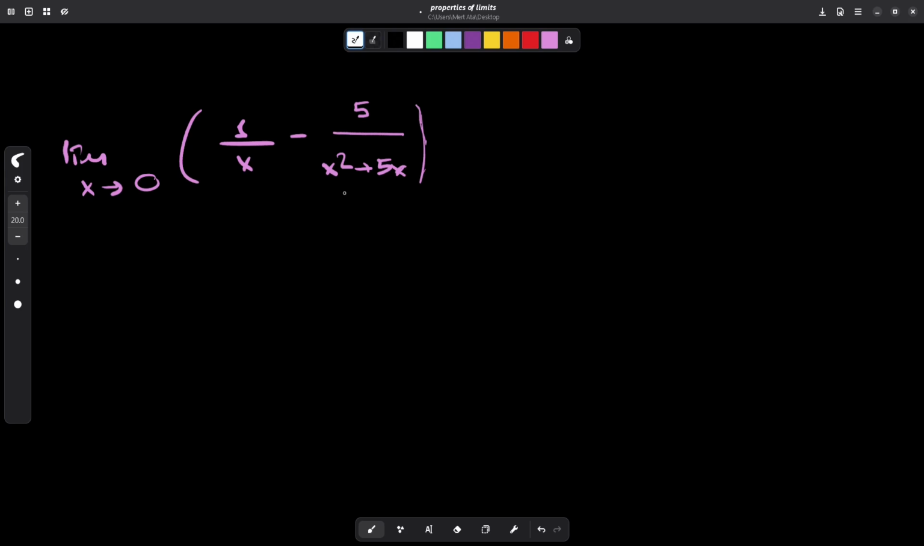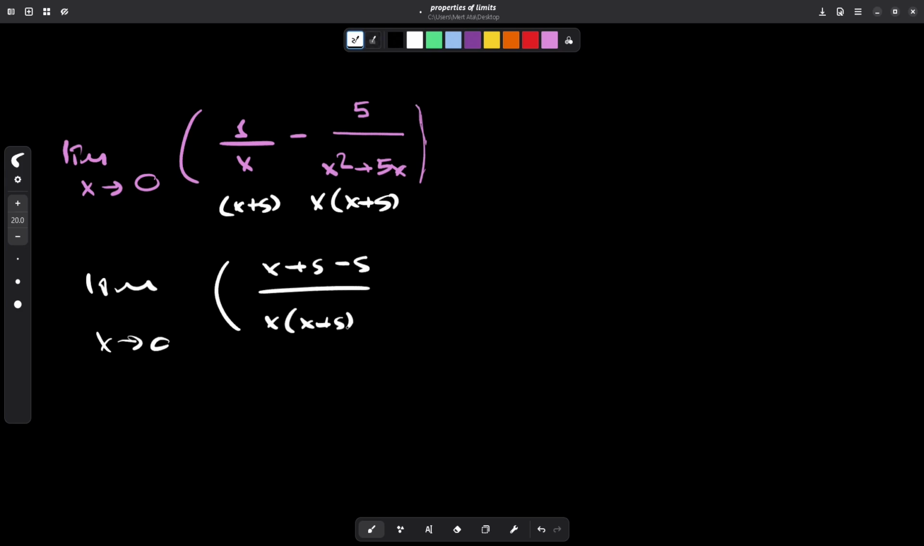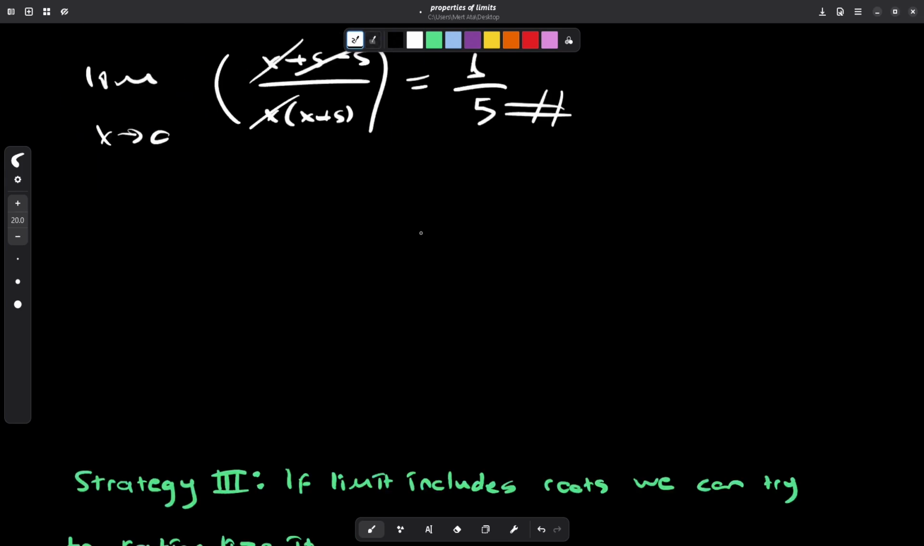Two fractions again, the difference of them. I will think of combining them. If I expand this fraction with x plus 5, I can write them with a common denominator, because x is approaching 0. X plus 5 minus 5 over x multiplied with x plus 5 as x approaches 0. This part is 0. Cancel the x's out. Plug in the 0. 1 over 5.